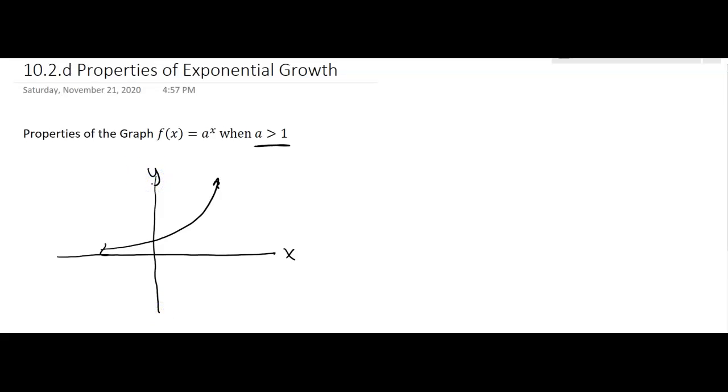Okay, so the domain for this function is all real numbers, negative infinity to infinity. You can put in any real number for x. The range, though, it's not actually going to go below the x-axis, and it's not going to hit the x-axis. So the range in interval notation is 0 to infinity.